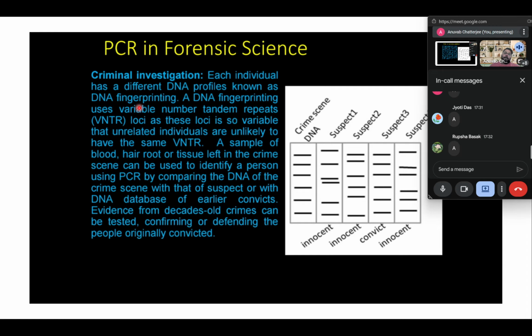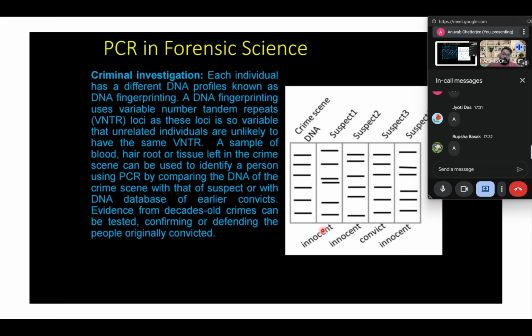We have particular regions in the DNA which are very unique to us. These are called tandem repeat regions, and one type of tandem repeat regions is known as variable number tandem repeats, because these loci are variable and unrelated individuals are unlikely to have the same VNTR. A sample of blood, hair root, or tissue left at the crime scene can be used to identify a person using PCR by comparing the DNA of the crime scene with that of the suspect or with the DNA database of earlier convicts. Evidence from decades-old crimes can be tested, confirming or defending people originally convicted.